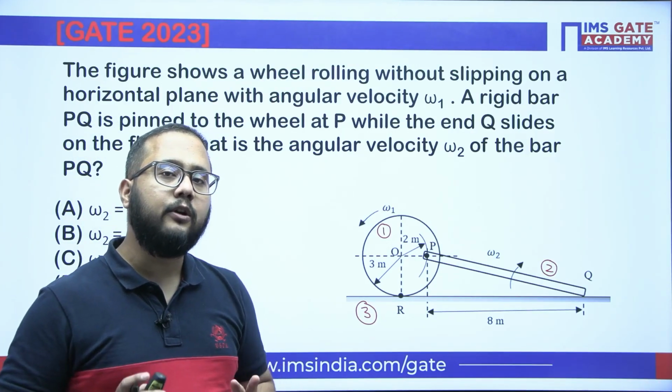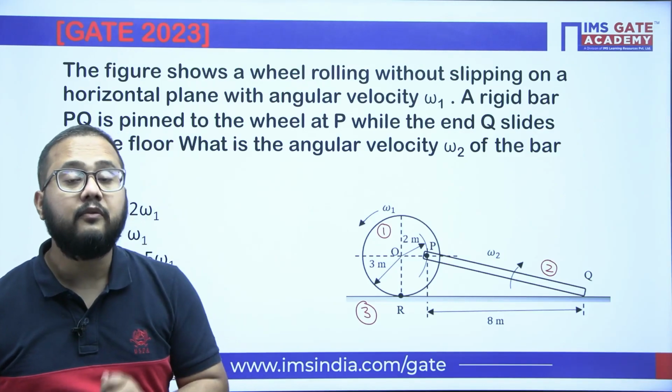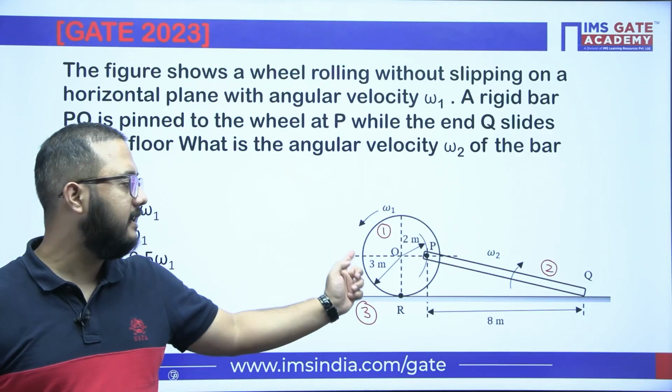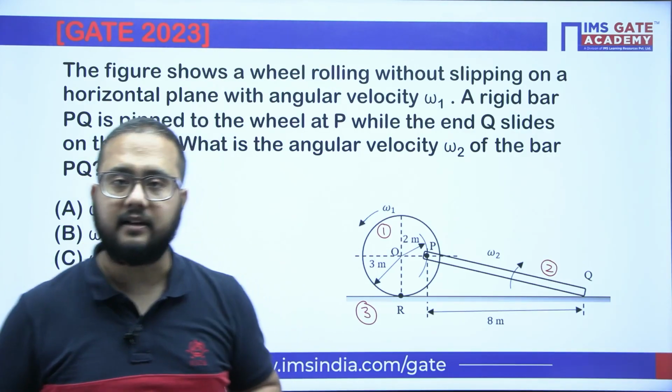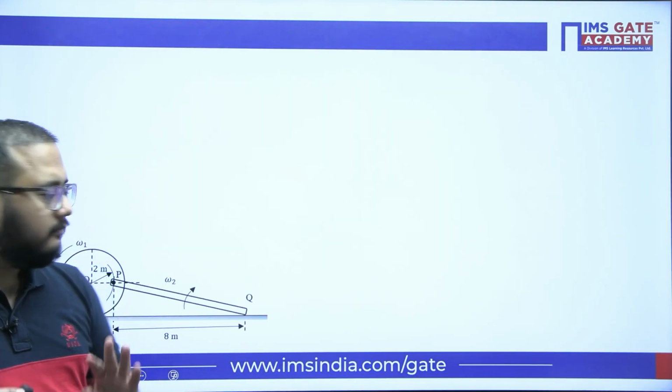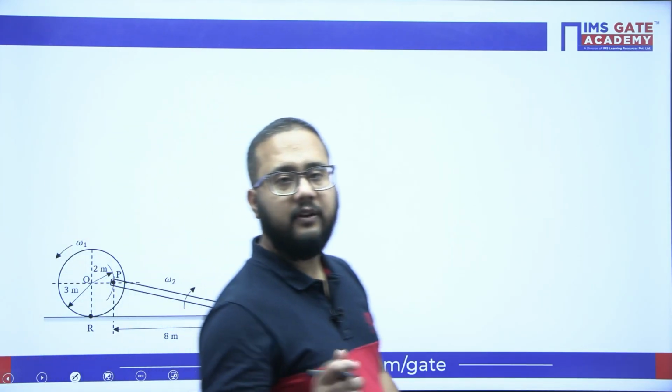So what I have told you in the angular velocity ratio theorem, we need to first locate the I centers. How many links? 1, 2, 3. Total 3 links we are having. So we need to locate all the 3 I centers here. Now see, this is the given mechanism we are having.